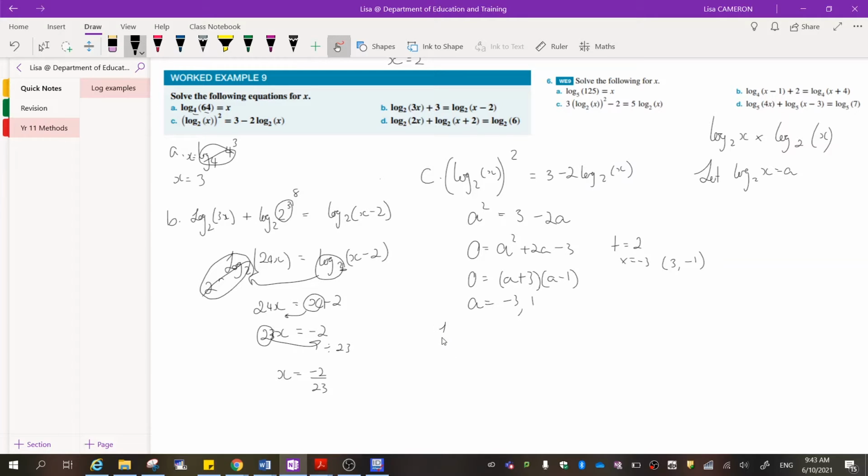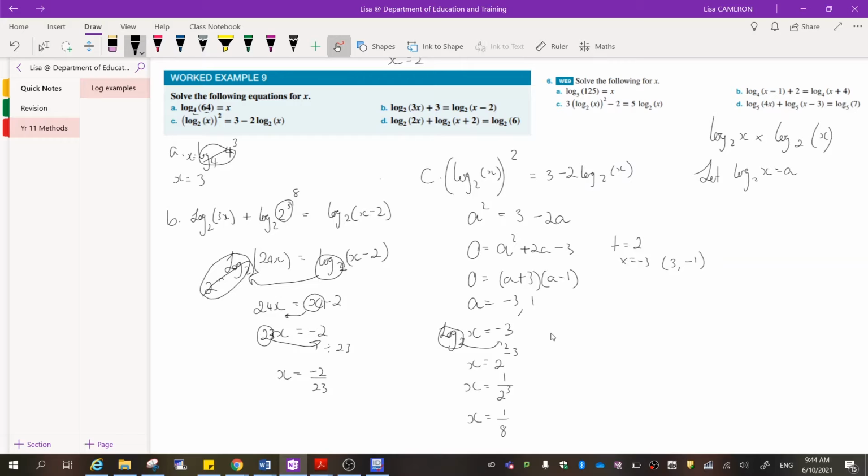true. So log 2 x is equal to negative 3, meaning that x could be equal to, if I take this back over there, it will become 2 to the power of negative 3. So x is equal to 1 over 2 cubed. So x can be equal to 1 over 8. 2 times 2 is 4, times 2 again makes 8.